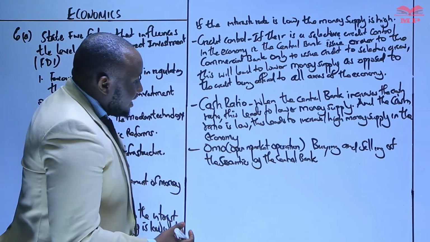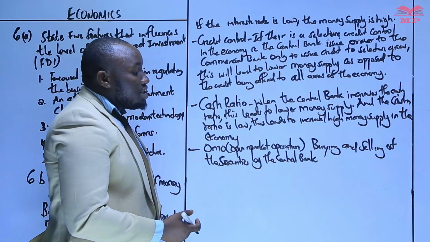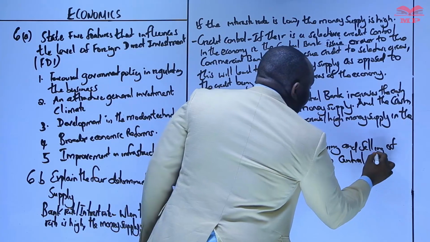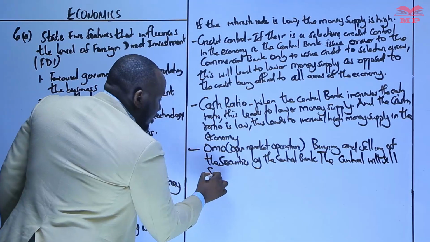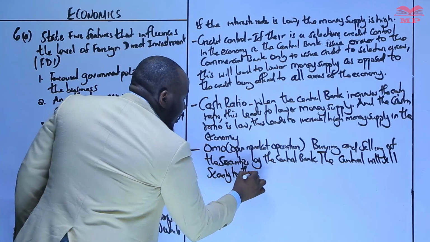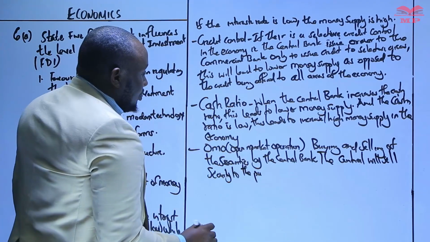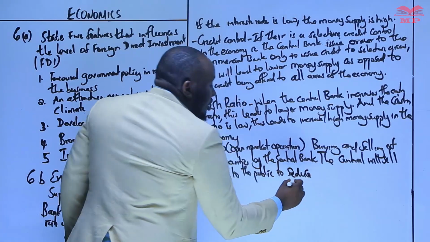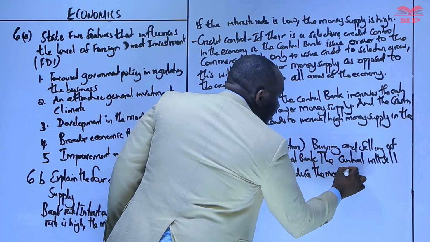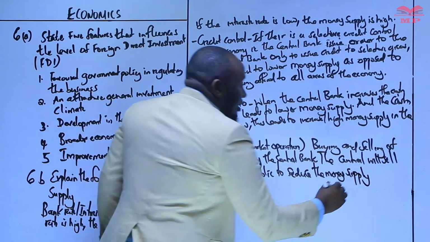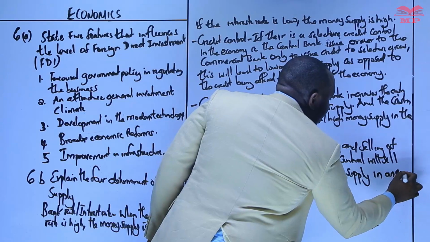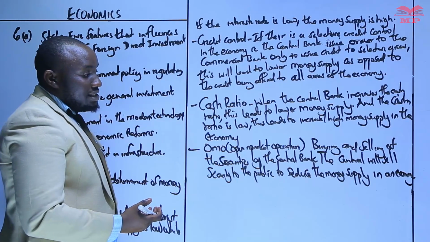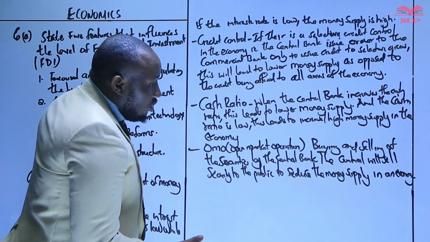We take, for example, when there's a lot of supply of money in an economy. In order to reduce it, the central bank will sell securities to the public to reduce money supply in the economy. So selling of securities to the public by the central bank will definitely reduce the supply of money.